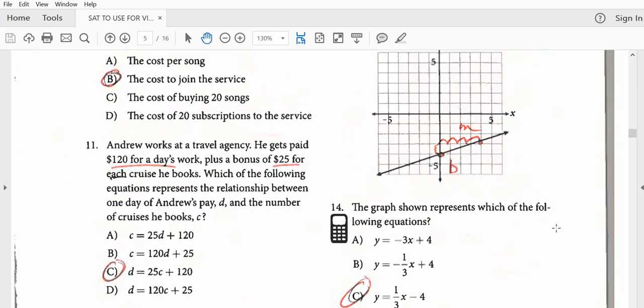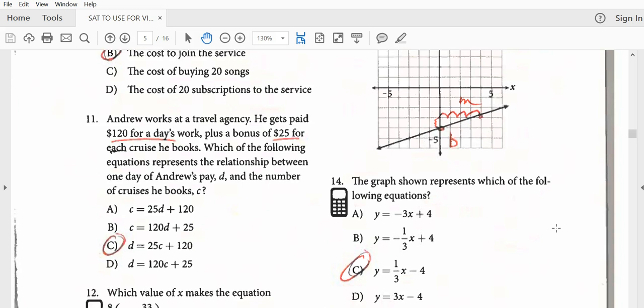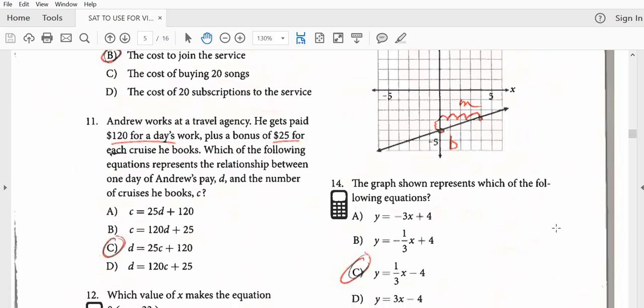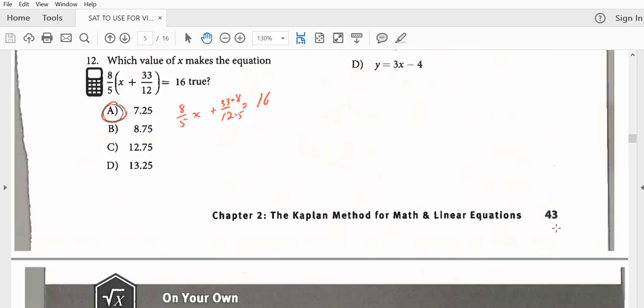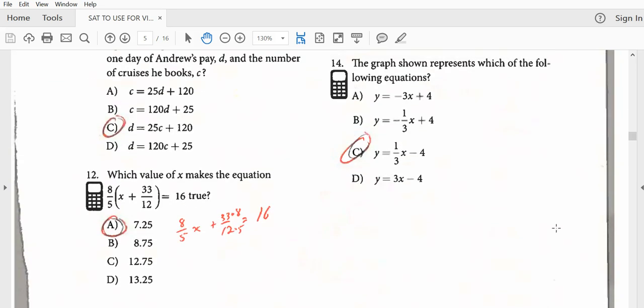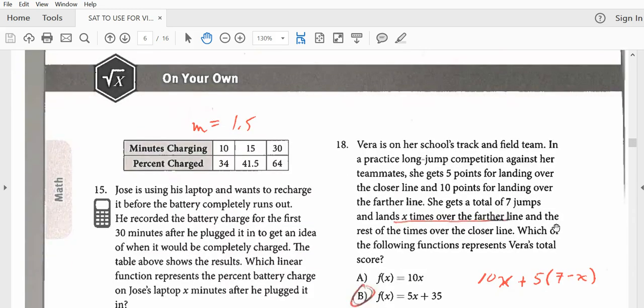Here, this is typical. We count our slope. We see it's 1/3, and our b there is -4. So pretty basic on that one. So y equals mx plus b is going to come up about 5,000 times, I should say.